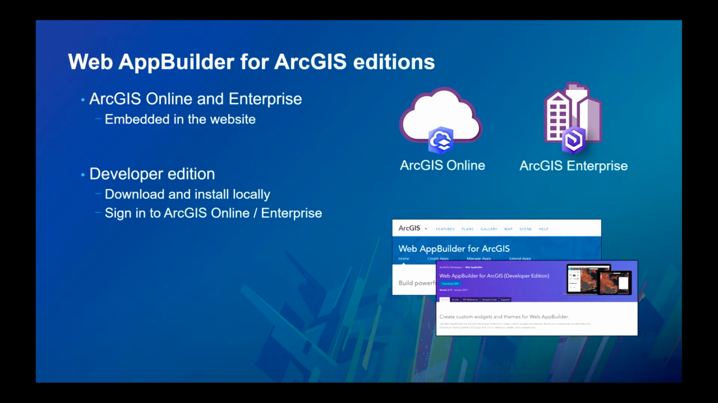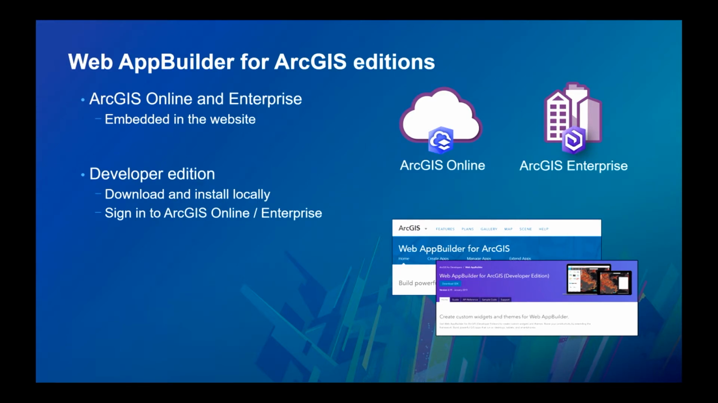There are many different editions, and these are questions that we always get. What's the difference between Online, Enterprise, and Dev Edition? They're obviously on different release cycles. ArcGIS Online is embedded in the website. It's non-extendable. It's WYSIWYG, what you see is what you get, with out-of-the-box widgets and out-of-the-box themes.